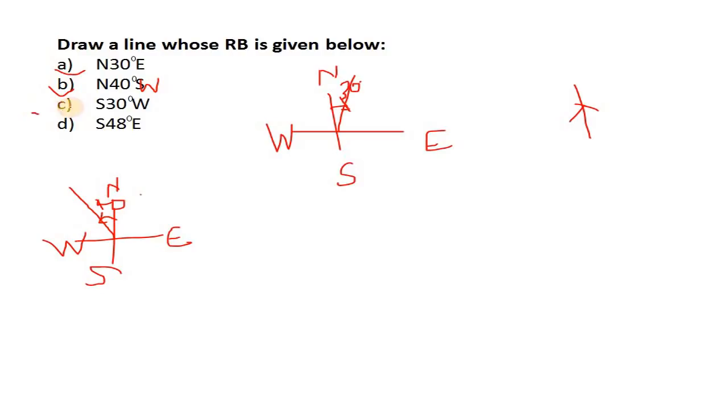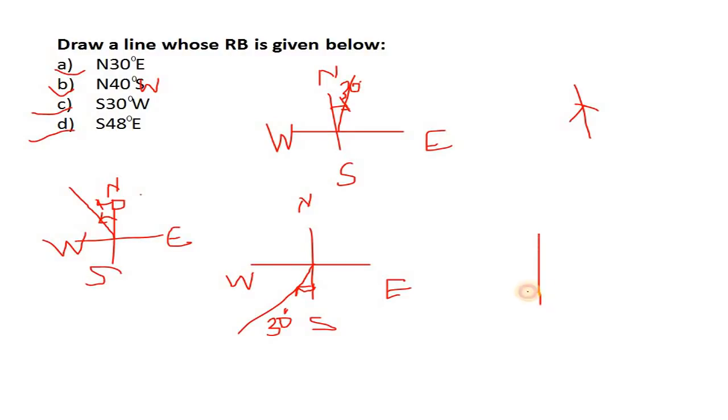Okay. Now come to the C. You know this is north. What do I have to draw? South 30 degree west. Means southwest quadrant. Southwest. This quadrant means the line will lie in this quadrant and will be measured from south. Okay. This angle will be 30 degree. Now come to the D, south 48 degree east. Draw meridian. The line lies in the southeast quadrant, south and east in this quadrant, and measure from south. So this is the 48 degree. I hope you understand this concept.